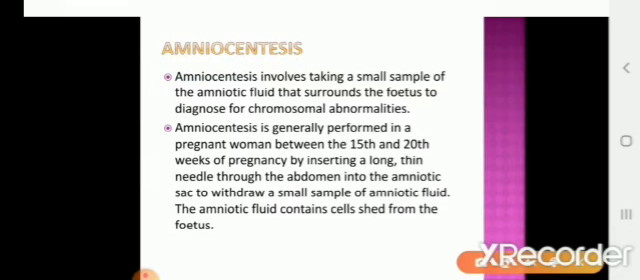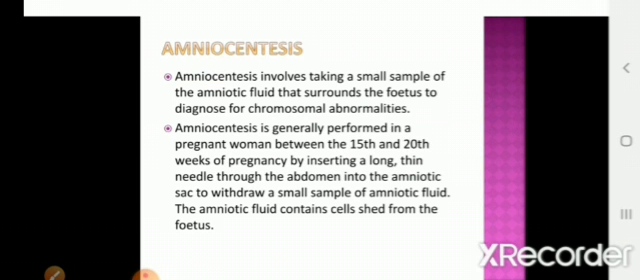Next technique, see here, amniocentesis. Amniocentesis is nothing but taking a small sample of amniotic fluid that surrounds the fetus. So we all know about the amniotic fluid. Where is the amniotic fluid located? The amniotic fluid is located around the fetus. We discussed already, like filling a plastic cover with water. The outermost plastic cover is called the amnion, and the water inside it is called the amniotic fluid.